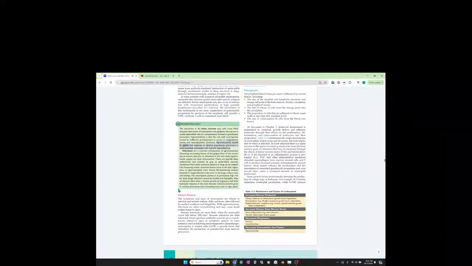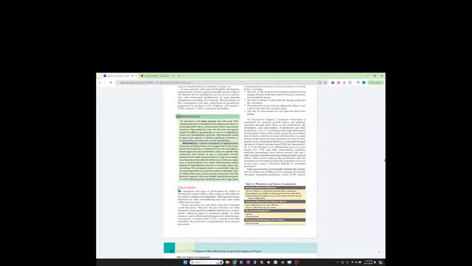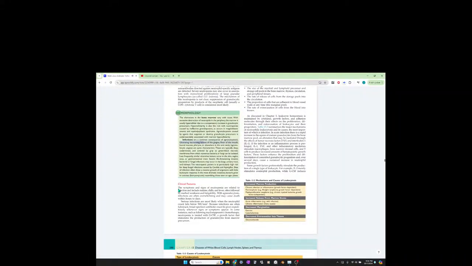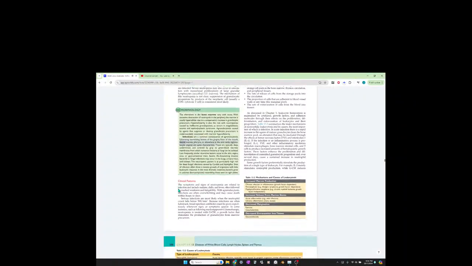Agranulocytosis caused by agents that suppress or destroy granulocyte precursors is understandably associated with marrow hypocellularity. Infections are a common consequence of agranulocytosis. Ulcerating, necrotizing lesions of the gingiva, floor of the mouth, buccal mucosa, pharynx, or elsewhere in the oral cavity are quite characteristic.